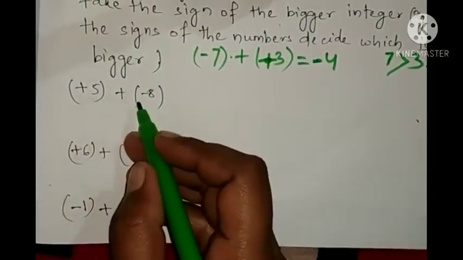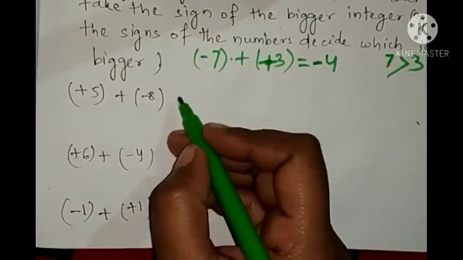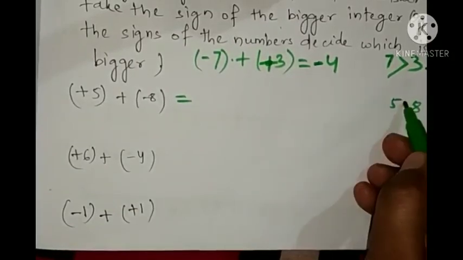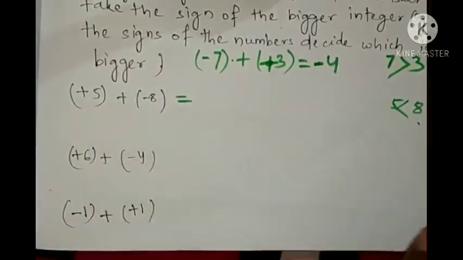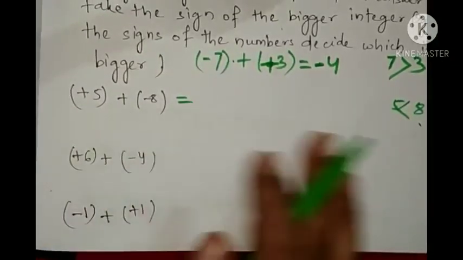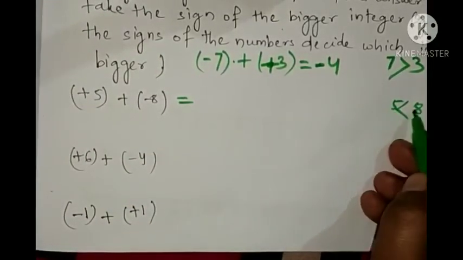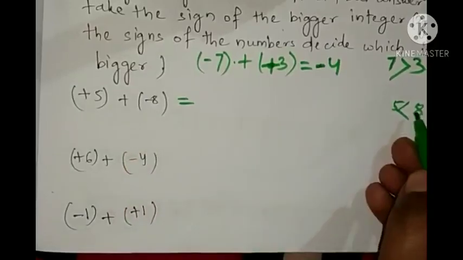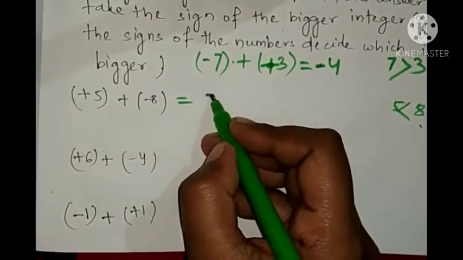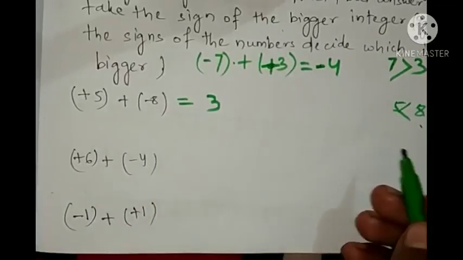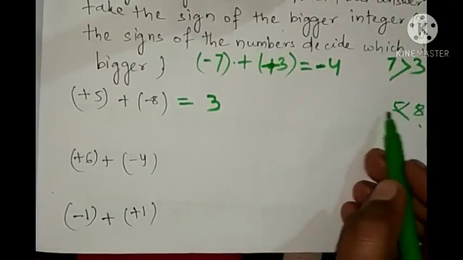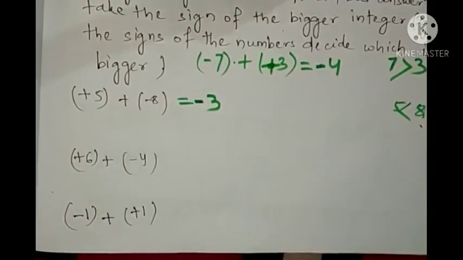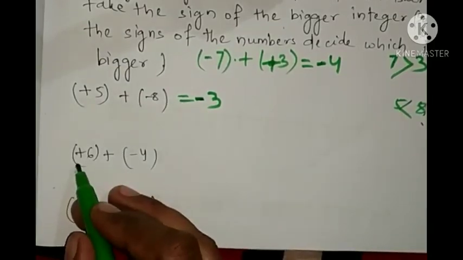Let's see another example. Plus 5 plus minus 8. Without considering the sign, which is bigger? 8 is bigger. So what will you do? Subtract 8 minus 5, which is 3, and put the sign of the bigger number. The bigger number 8 has a minus sign, so put minus.